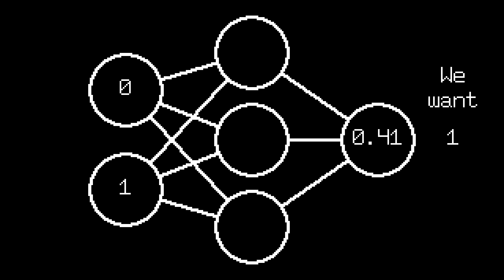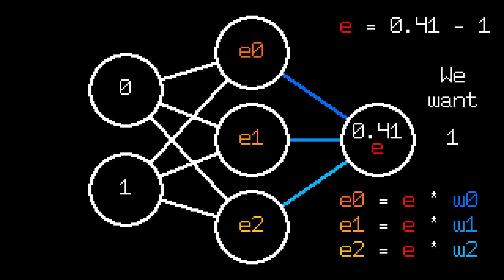First, we need to find the errors of all the neurons. We can find the error of the output neuron by subtracting the desired output from its value. Then we can multiply that error by the weights to get the errors of the previous neurons. Okay, here comes the training part.